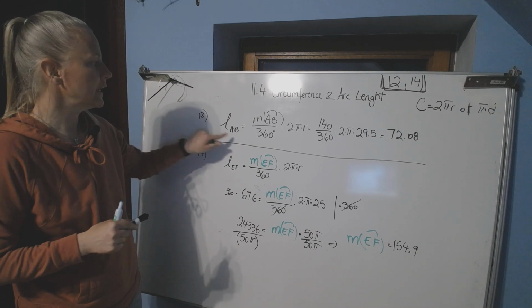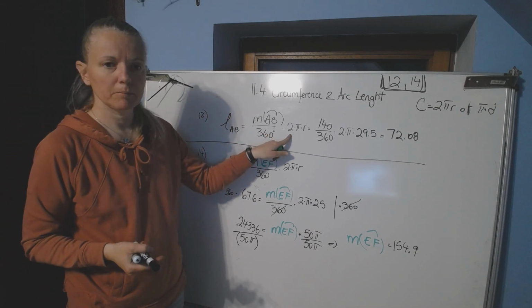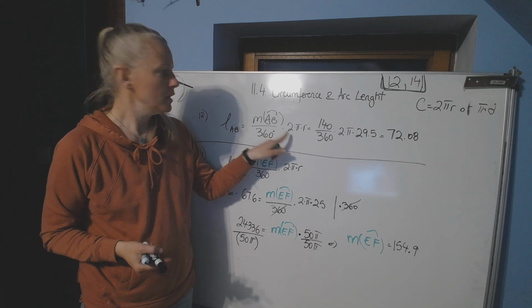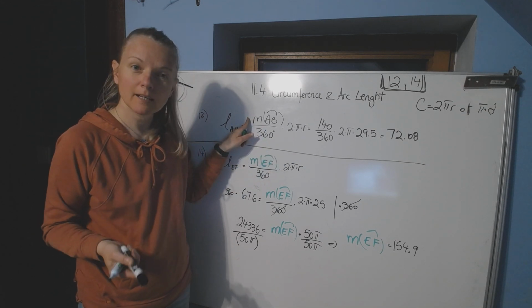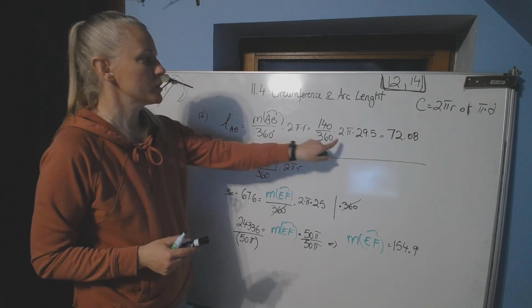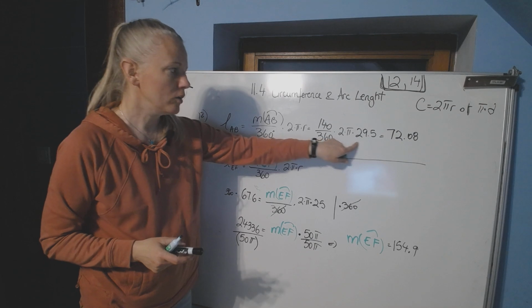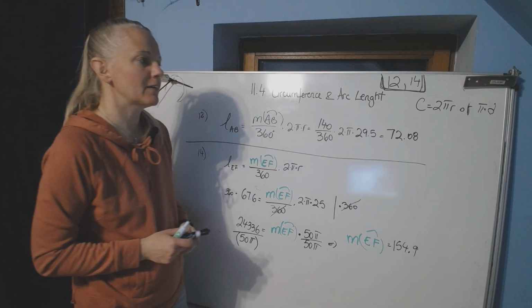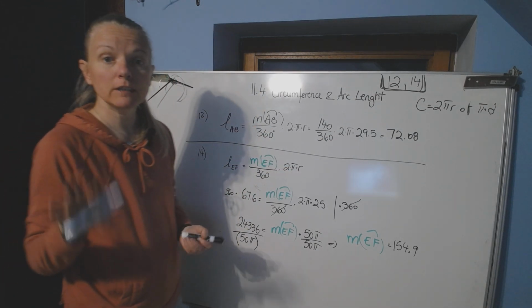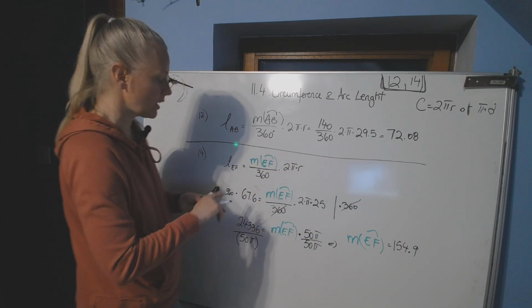For 12, the length of AB is going to be the measurement of AB divided by 360 times 2 times pi times r. We know the measurement of the arc because it's a center arc. It's going to be 140 divided by 360 times 2 times pi times 29.5. You put all that in your calculator, you should have gotten 72.08. If you didn't, pause the video right now, look at what's on the screen and figure out why.